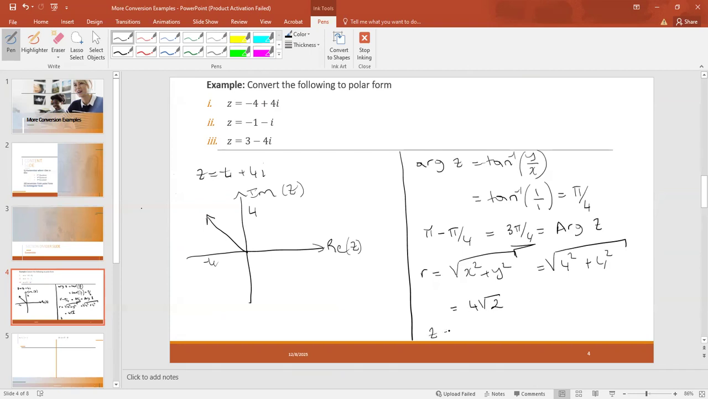Therefore, our complex number in polar form will be written as 4 root 2 times cosine of 3 pi over 4 plus i sine 3 pi over 4. Nice and simple, right? Let's move on to the second example.